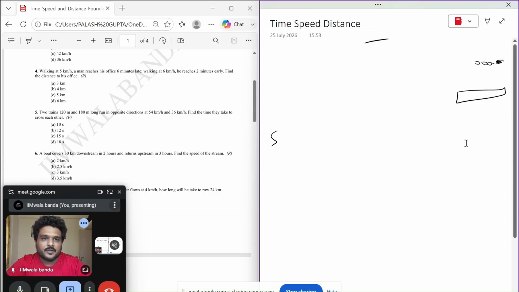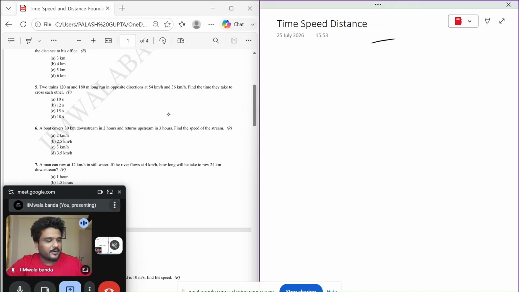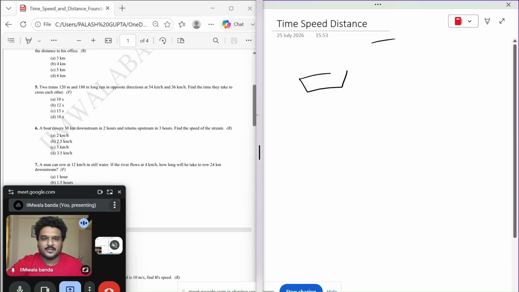Let's go to the next question. This is also a very important type where we talk about upstream and downstream. Let's understand the concept.